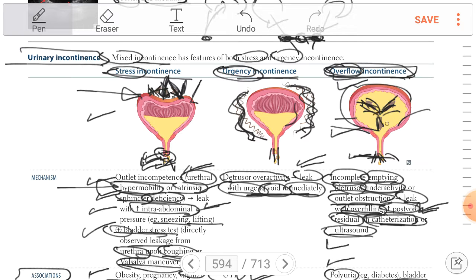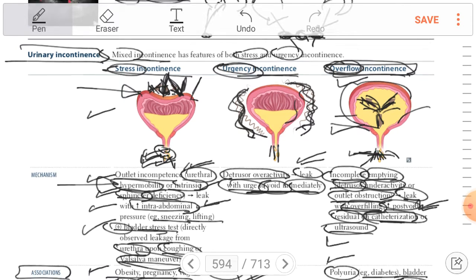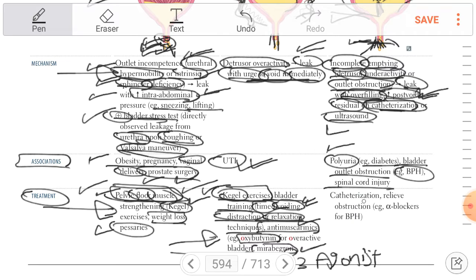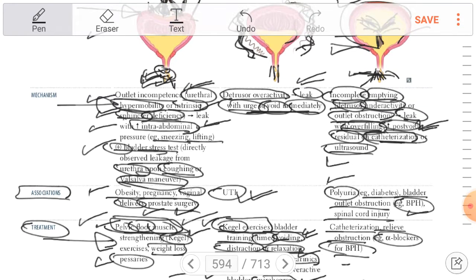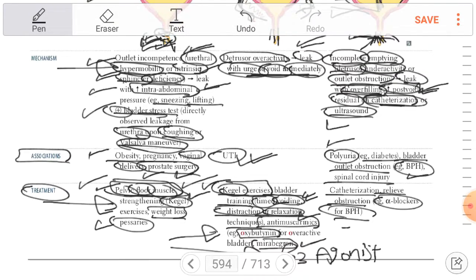This overflow leads to dribbling of urine. Then the treatment will be what? Catheterization to decrease the amount of urine inside the urinary bladder, then relieve the obstruction. So if the cause is benign prostatic hyperplasia, relieve it by giving an alpha blocker. For benign prostatic hyperplasia, if it's the cause of overflow incontinence, what will you give? Alpha blocker.